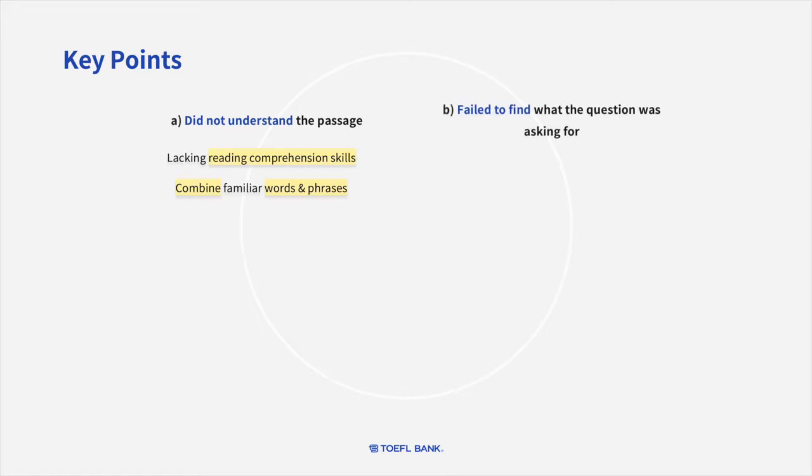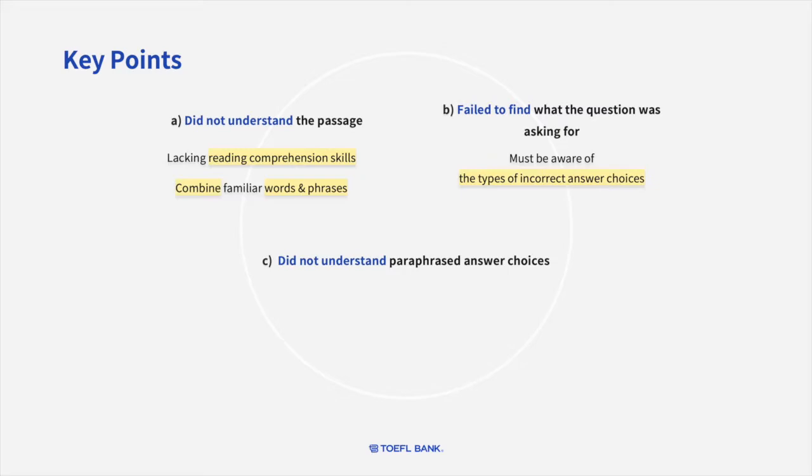Failing to find the answer to what the question was asking for would be the hardest to solve. To overcome this barrier, you must first be aware of the common types of incorrect answer choices, which we will soon be discussing. If you're not able to understand paraphrased answer choices, set your focus to studying synonyms of essential TOEFL vocabulary words.